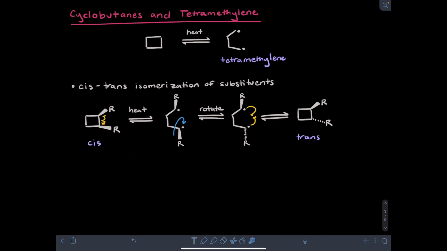So here we opened up one of the carbon-carbon bonds of a small ring in order to form a biradical intermediate, and that allowed a bond rotation in order to form a new isomerized product. It's also possible that the tetramethylene biradical intermediate could cleave to give two alkenes. Here the first step of the mechanism would be the same. Upon heating, the carbon-carbon bond would break to generate the biradical intermediate.